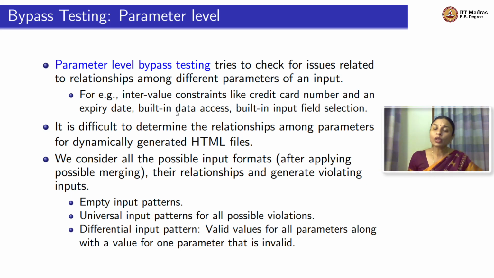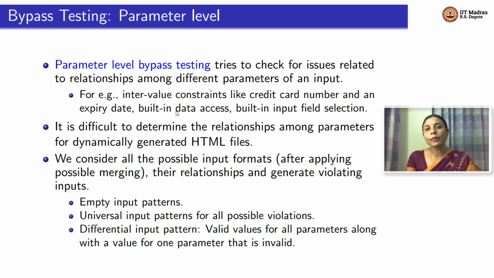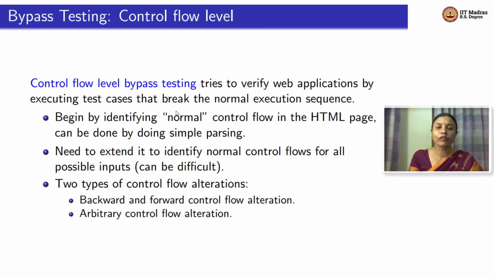It's difficult to come up with a systematic approach because it will heavily depend on the domain of the web application and the kind of parameters that the particular input has. Value level is for single values, inputs that have single values of various kinds. Parameter level is for inputs that have more than one parameter and they have a relationship, constituting an input together. The third one is control flow level.